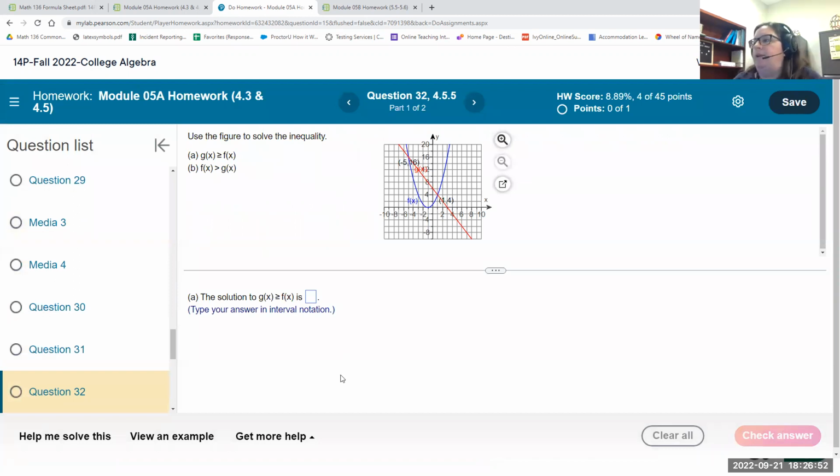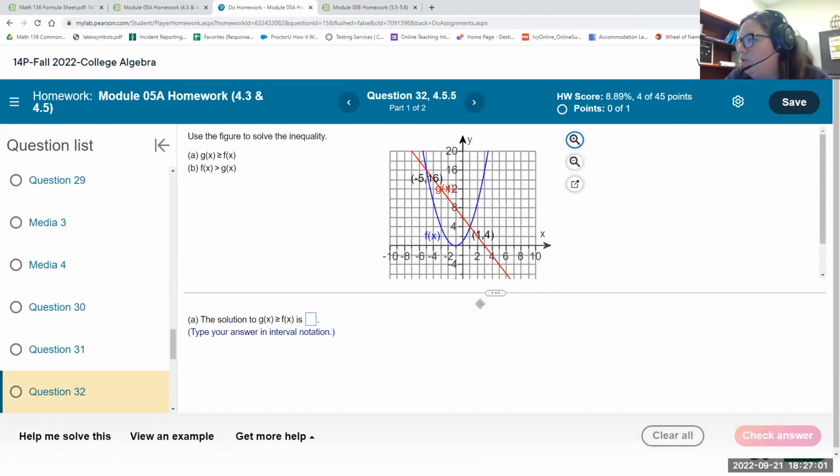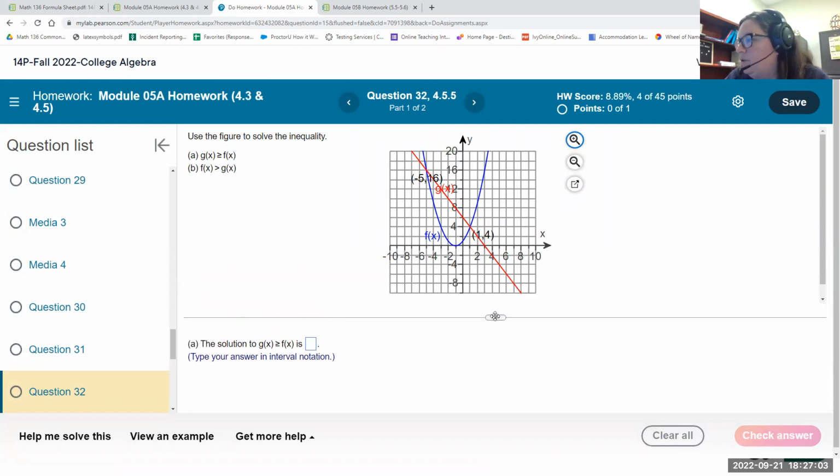So I have this graph here of a parabola that's f of x and a straight line that's just g of x. And I'm being asked to solve these inequalities. So the first one is g of x greater than or equal to f of x. What I'm looking for is the set of x values for which g of x is greater than or equal to f of x. And the solutions are going to be intervals or rays, and where they end is at the points of intersection of these two functions. And those are already labeled for us. So we have the (-5, 16) and the (1, 4).